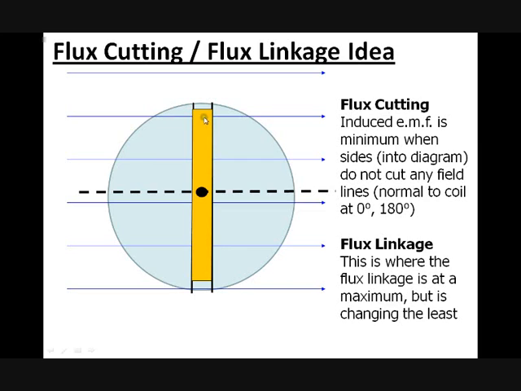Flux cutting: you can see when the coil's in this position, the induced EMF is a minimum when the sides going into the diagram do not cut any field lines, and this is when the normal to the coil is at 0 or 180 degrees. So you can see there's no angle between a normal and the field lines. So this is where our EMF is going to be at a minimum. In terms of the flux linkage, this is when the flux linkage is at a maximum, but it's changing the least. So again, our EMF is at a minimum.